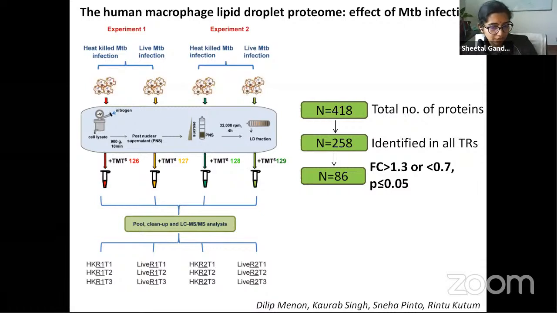So if I say fold change of greater than 1.3, it basically means that this protein was at least 1.3 fold higher in live MTB infected cell compared to heat killed MTB infected cell. Okay.